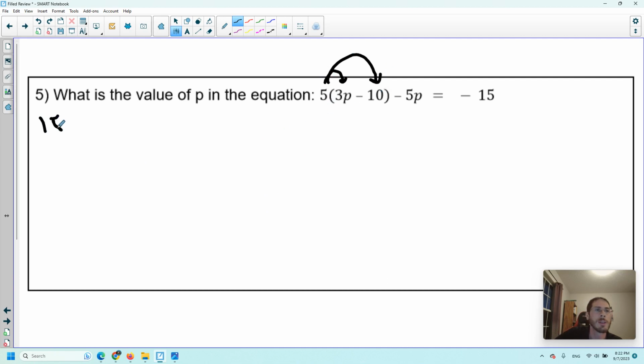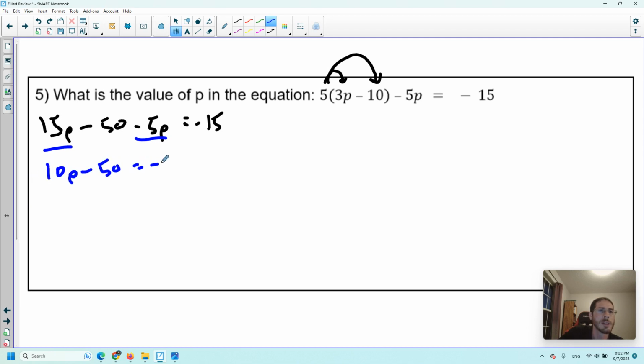5 times 3p is 15p. 5 times 10 is 50. Oh, I'm done. I'm out of parentheses. Everything else just kind of flows. Minus 5p equals negative 15. I can combine my like terms. 15p minus 5p is 10p.